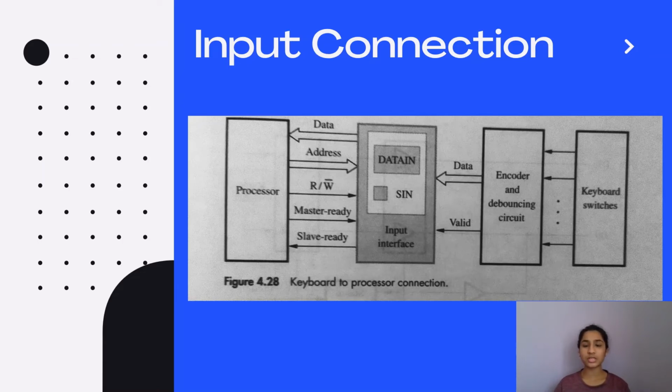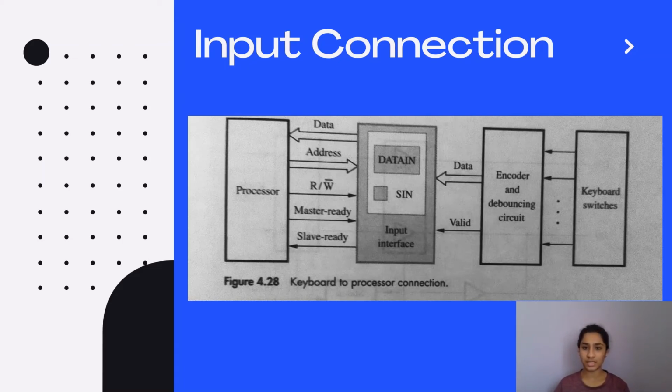When the switch closes, it means there is transfer of data or information from the keyboard to the encoder circuit. The work of the encoder circuit is to encode the information that it has received from the keyboard. It then sends the encoded data, or the ASCII value, to the input interface. Along with that, it also sends a valid line from the encoder circuit to the input interface. What is the work of the valid line? The valid line tells the input interface that valid information was passed from the keyboard.